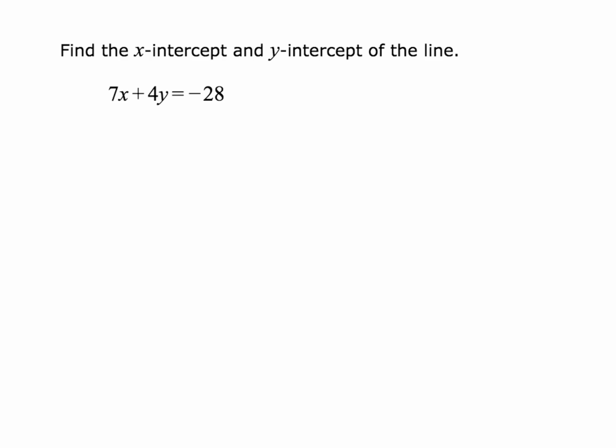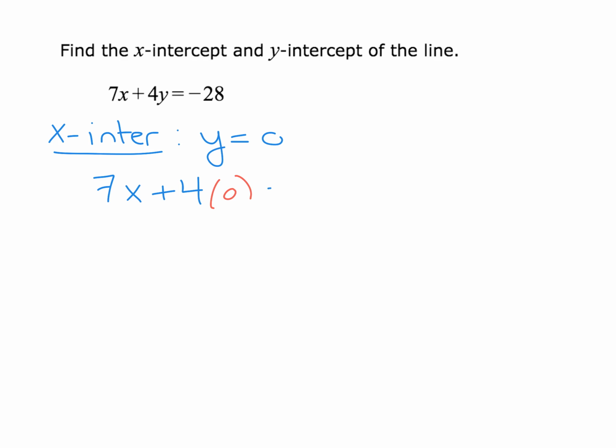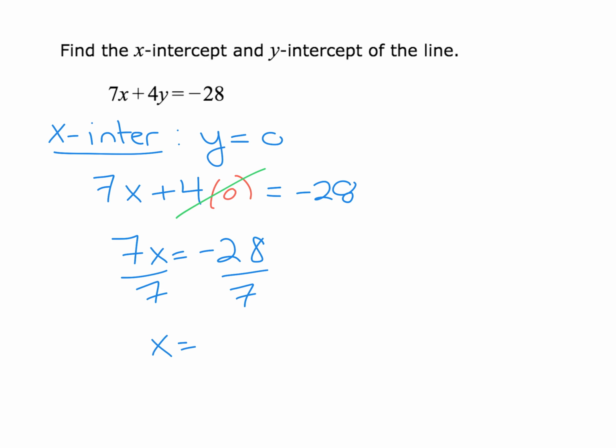Okay, so let's first find the x-intercept. To find the x-intercept, we're going to set y equals 0. So 7x plus 4y, but what's y? Y is 0. So let's show that we're setting y equal to 0, equals negative 28. And what's 4 times 0? Well, of course, that whole thing is just 0. So what I get is 7x equals negative 28, divided by 7, divided by 7. These cancel, right? So I get x equals negative 28 divided by 7. X equals negative 4. That's the x-intercept.